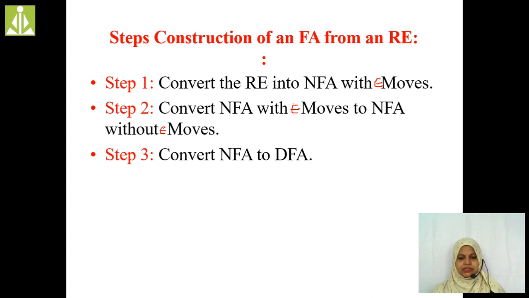When we are going to convert a regular expression to finite automata, we have to perform three steps. Step one is to convert the regular expression to NFA with epsilon moves. In step two, we convert this NFA with epsilon moves to NFA without epsilon moves. In the third step, we convert this NFA to DFA. These three steps we have to follow while converting a regular expression to finite automata, right?